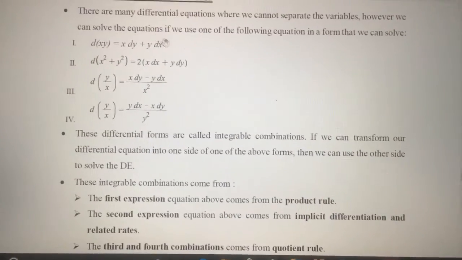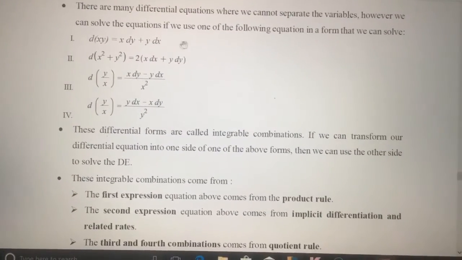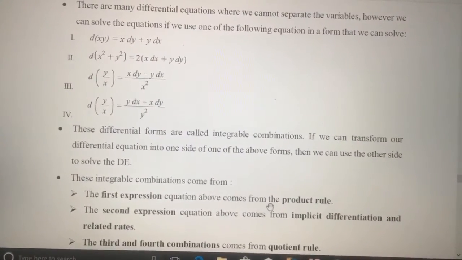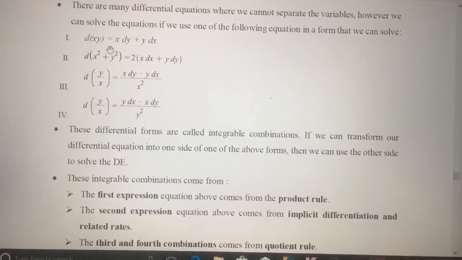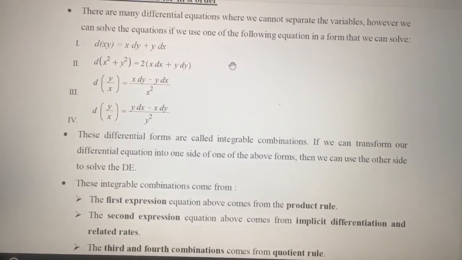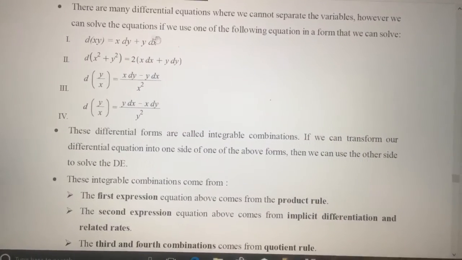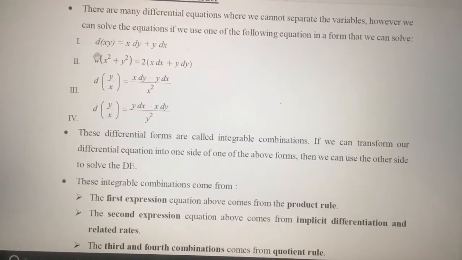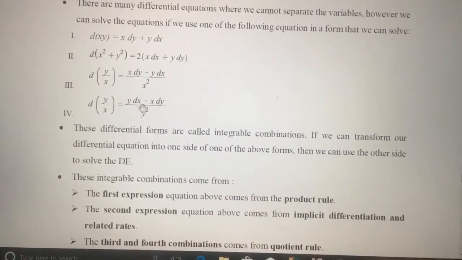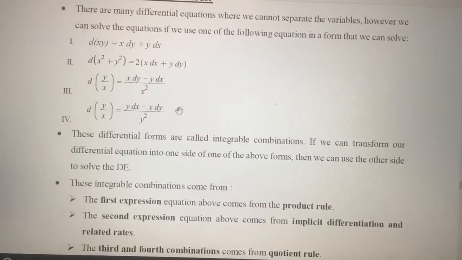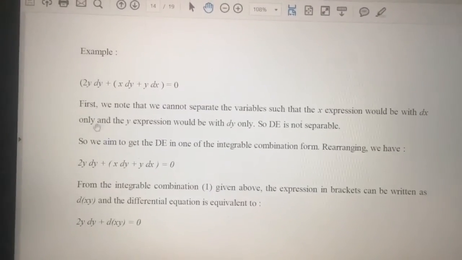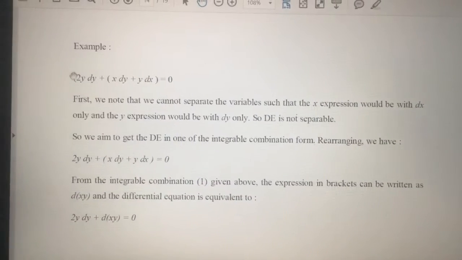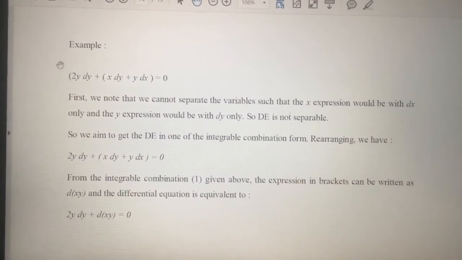For the first equation, it comes from the product rule, while the second expression comes from implicit differentiation and related rates, while 3 and 4 come from the quotient rule.